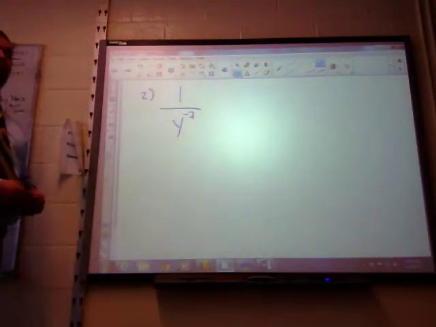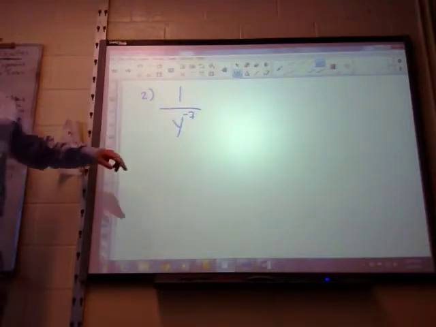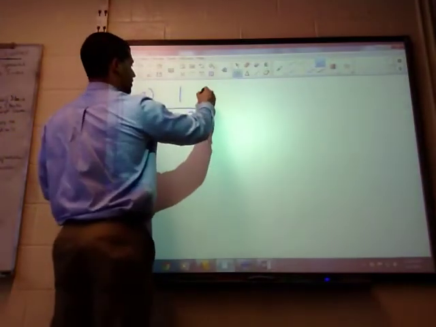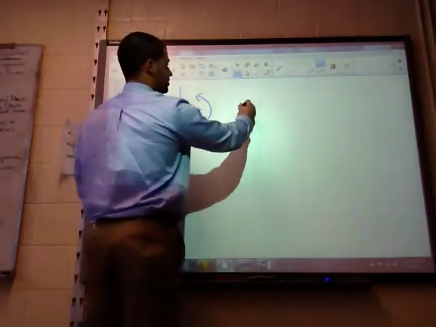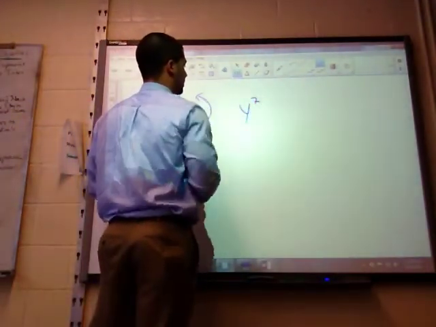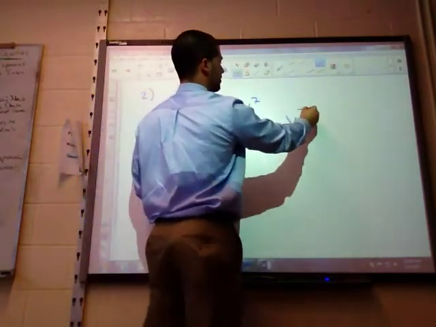We have 1 over y to the negative 7. So the denominator now is a negative exponent. We need to take that and throw it up to the top. So by putting it on the top, it becomes positive, and you have y to the 7. And the denominator now is just 1, so you don't really need it. You can just say y to the 7.